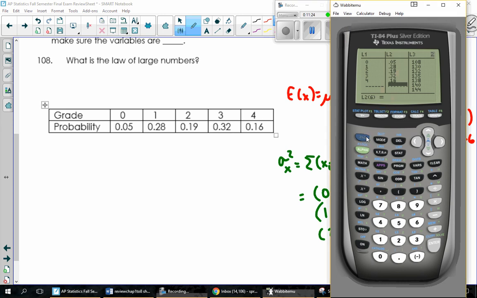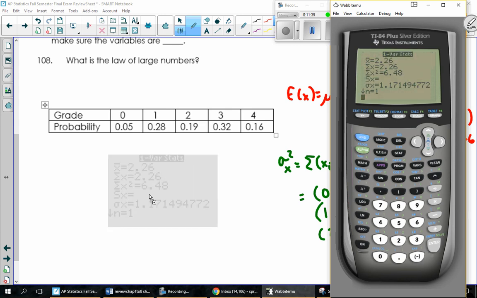So I got them in L1 and L2. I'm going to go to my home screen and press Stat Calc, and it's 1-Var Stats, where the numbers are in L1 and the frequency of those numbers are what's in L2. Calculate.